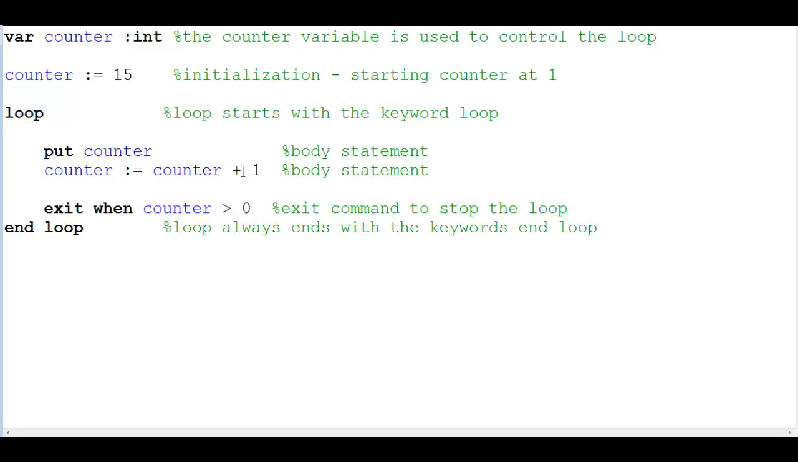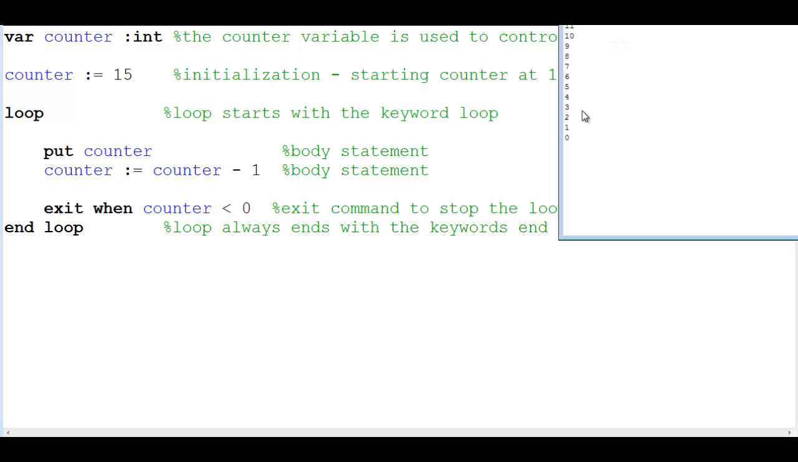So instead of adding 1, I'm going to subtract 1. Now let's see what happens. I run it. Oh, still stops at 15. Well, let's go again. So it's 15, puts out 15, and now is 14. Counter minus 1, counter is greater than 0. Well, of course 14 is greater than 0, so it's obviously going to stop. So what I can do is I can fix this to be less than 0. And now let's run it again. 15 down to 0.